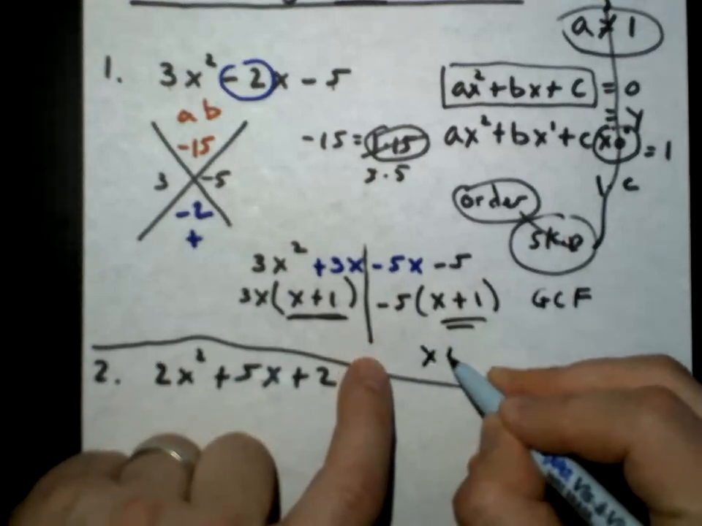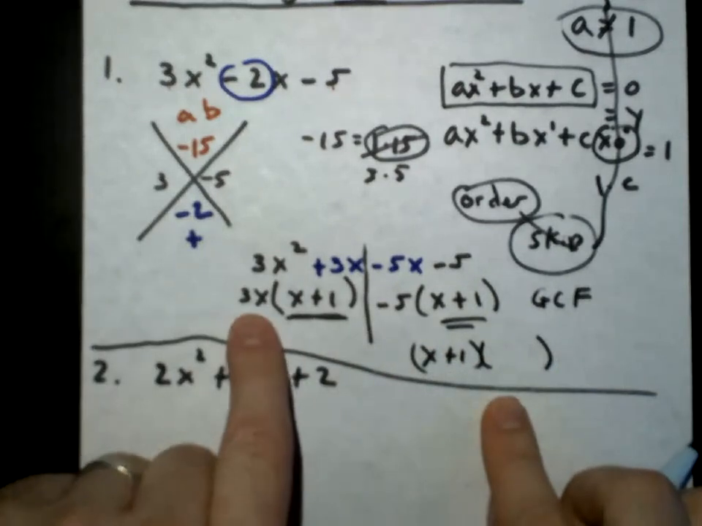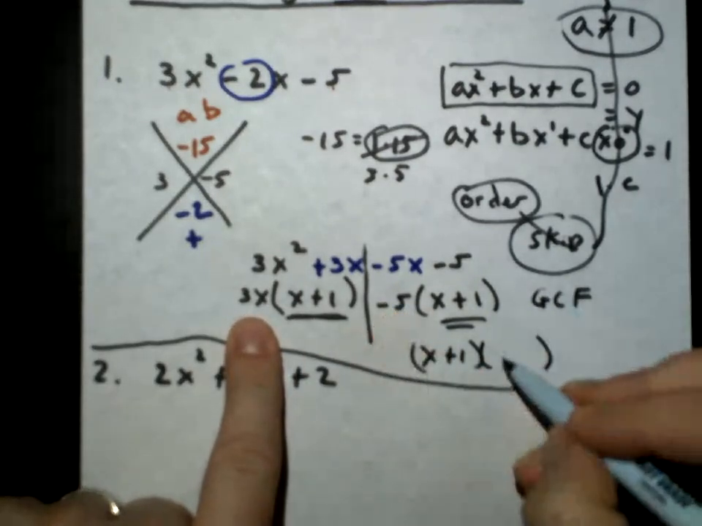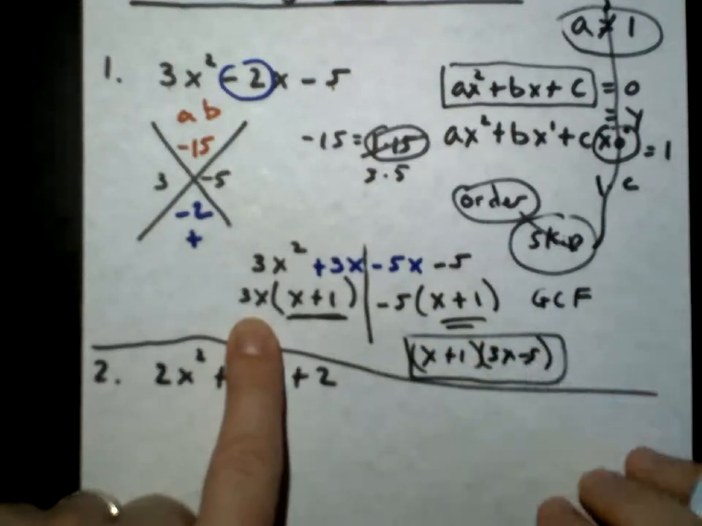Okay, put those together. There's one factor. Where is the other one? Well, that is 3x minus 5. 3x minus 5. And there's your factored form.